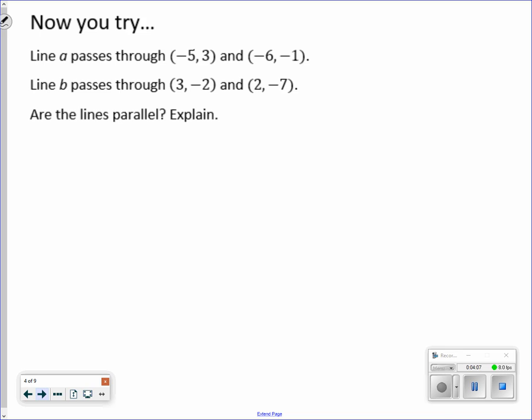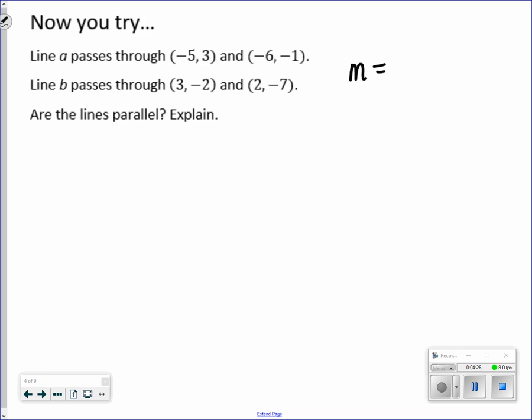Line A passes through (-5, 3) and (-6, 1). Line B passes through (3, -2) and (2, -7). Are the lines parallel? So find the slope. Let's find the slope of A. I see it's a try, so go ahead and hit pause, and when you come back, let's see if you got it right.